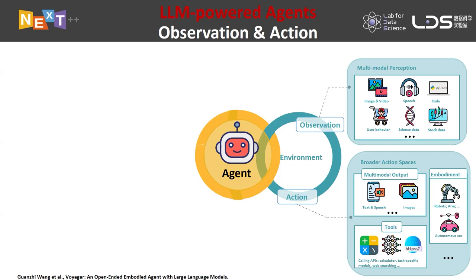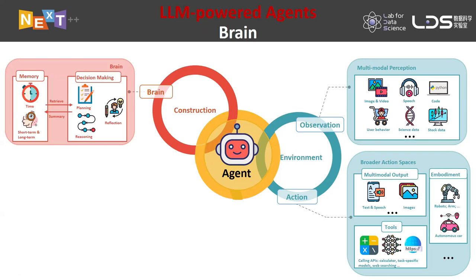And it can also use some external tools like calculators or call some APIs, and call some APIs of other models, small models. And then to do these things, we need to equip the agent with some human-like brains. There are two critical concepts in the brain. The first thing is the memory.